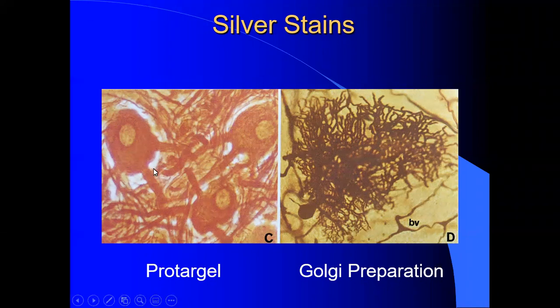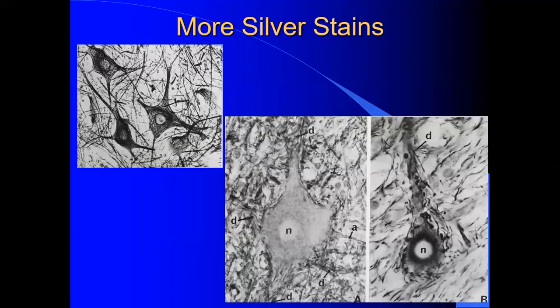Look at Bodian's. See how multiple cells. The selectivity of the Golgi prep is not very good for connectivity, but mighty good for neuronal architecture. Each staining, each technique has a purpose. Okay, these are just some other silver stains that I like. This is, I believe, Ramon y Cajal. And these are others here.